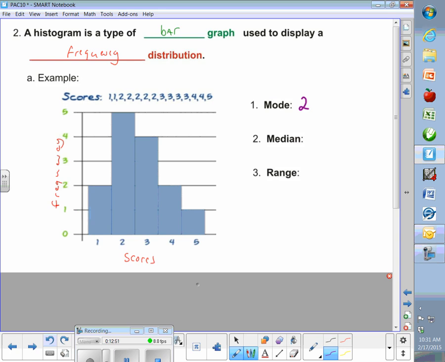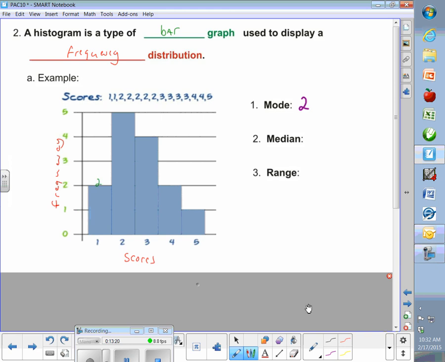Go to the 3 now. We can see that there are 4 3s, right? How many 4s are there? 2. How many 5s are there? 1. Okay. The median now, be careful. I need to figure out how many pieces of data. So I'm going to go through. This is my thought process. I'm just going to label it for your sake.